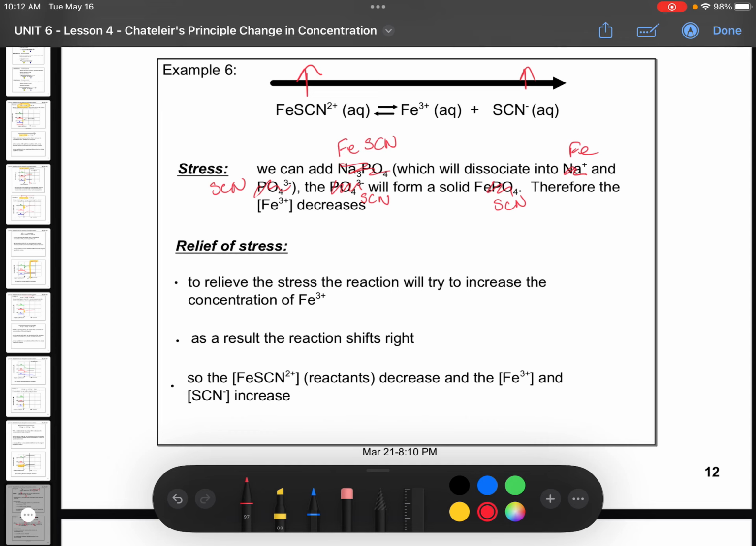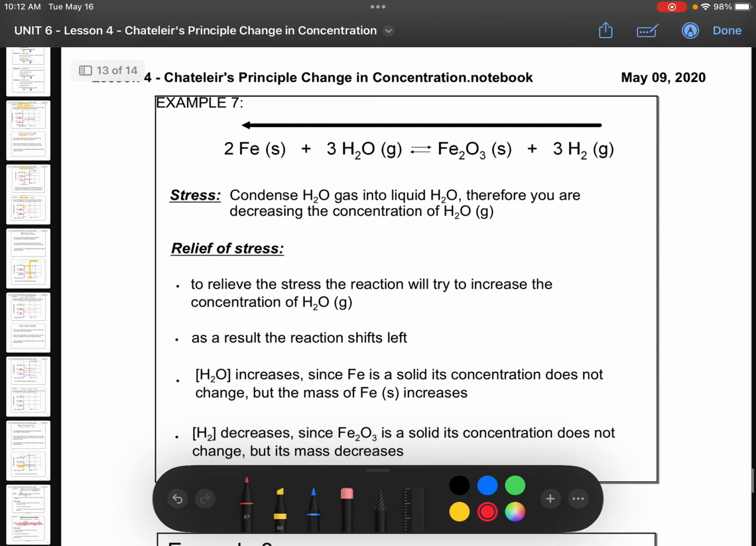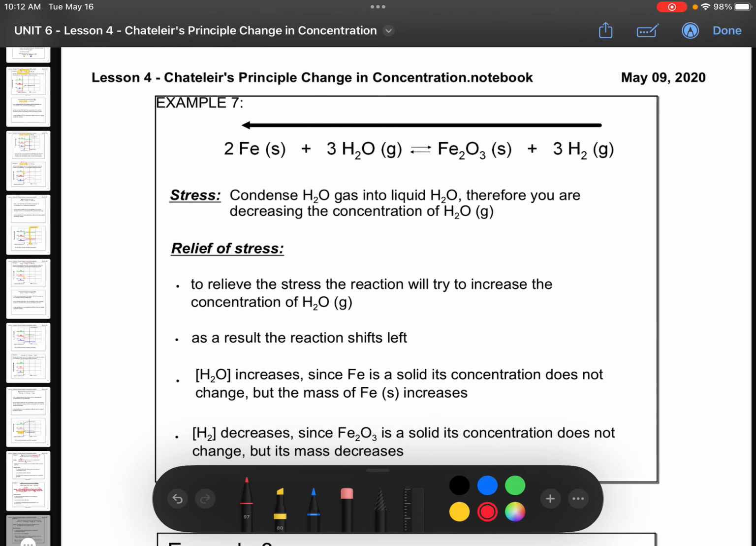We want to reduce that stress, so we need to increase our products as well. So what happens is that we actually try to increase the concentration of Fe because of what forms, okay? So as a result, we shift to the right. This is a little bit confusing, so don't worry about this too much. Just note that if we increase FeSCN, we will shift to the right, same as the example before. Because we are going to shift to the right, we decrease our reactants and increase our products. That's just the synopsis of this.